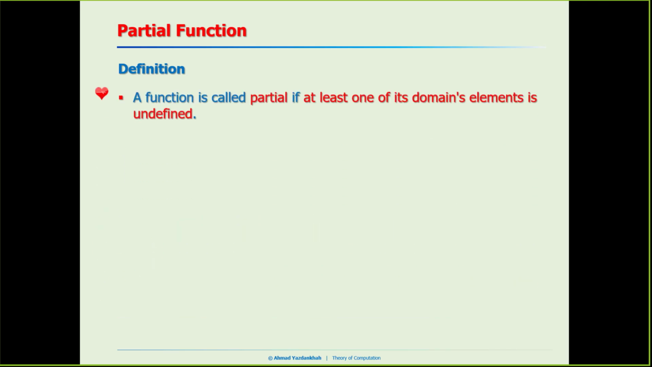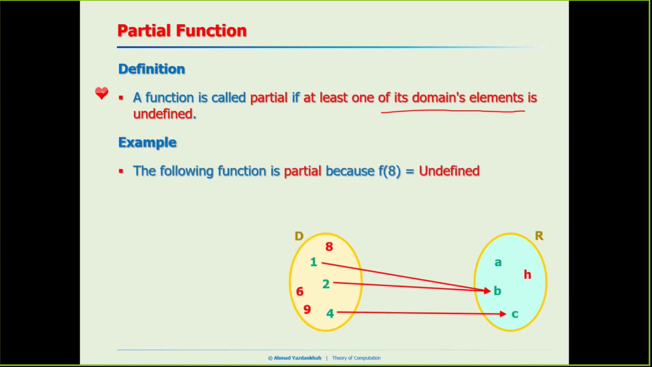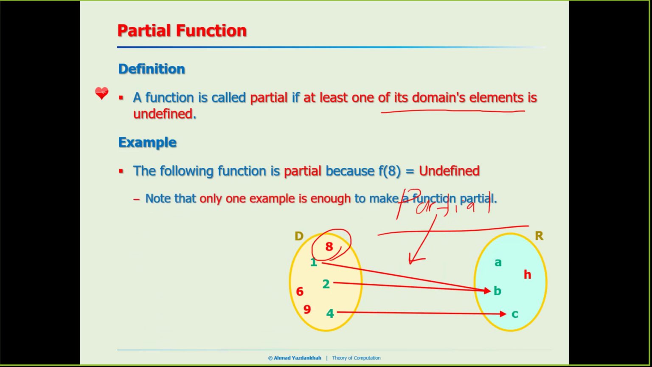And on the other hand, we have partial function. Partial function is a function where at least one of the domain elements is undefined. For example, this guy. So at least one is enough. If you find one element that is not defined or is undefined, then you would say this function is partial. Okay? Here we have one, two, three, but at least one is enough.